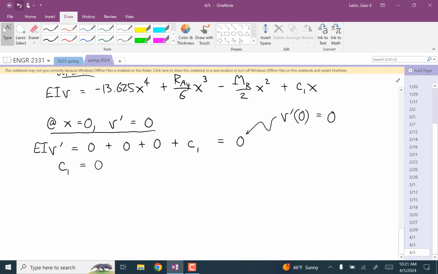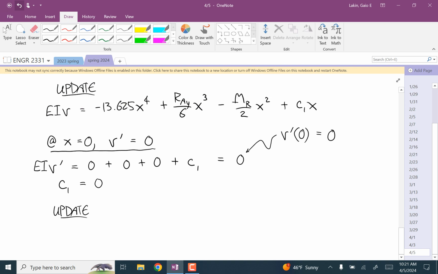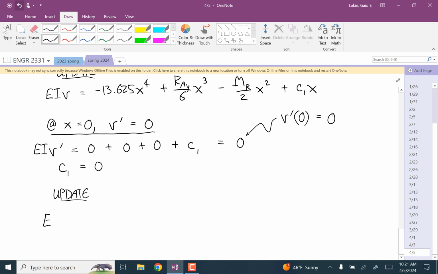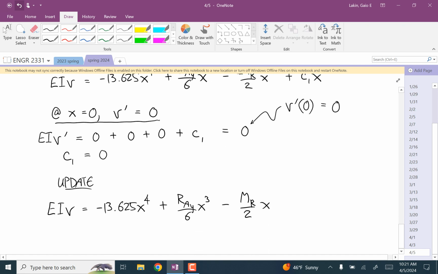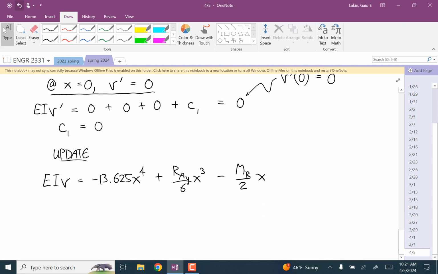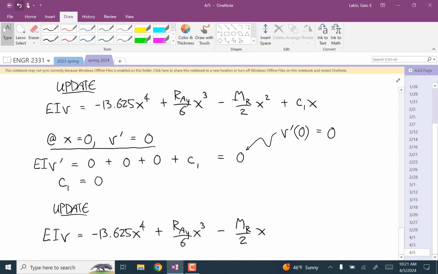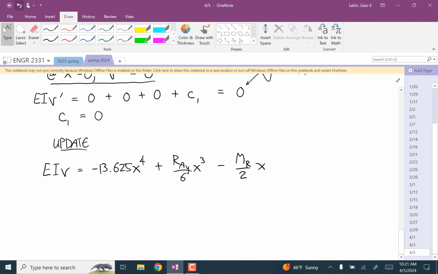Okay, so now update again. And we have an expression now for our deflection: negative 13.625 x to the fourth plus RAY over 6 x cubed minus MR over 2 x squared. C1 is 0, so then that's the whole function.